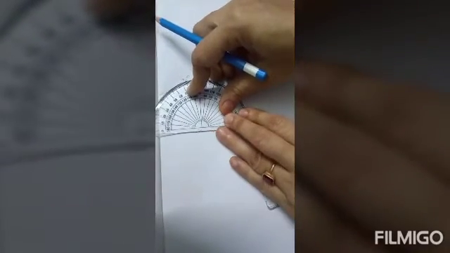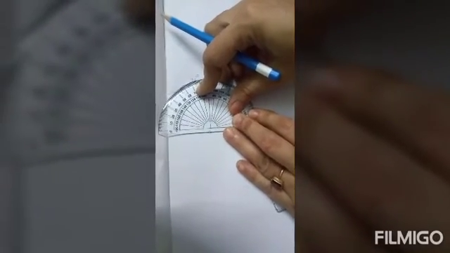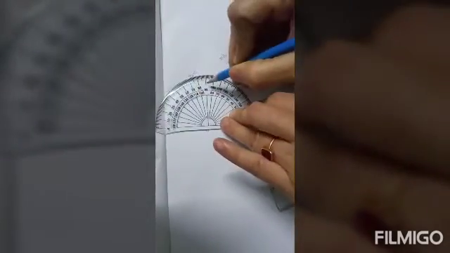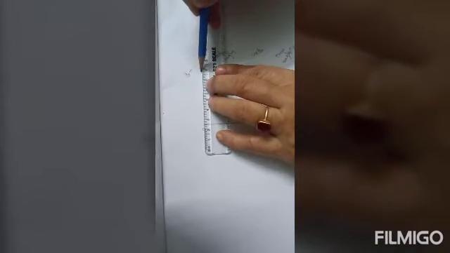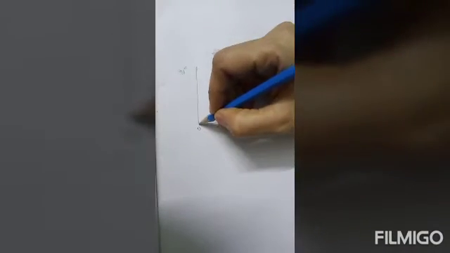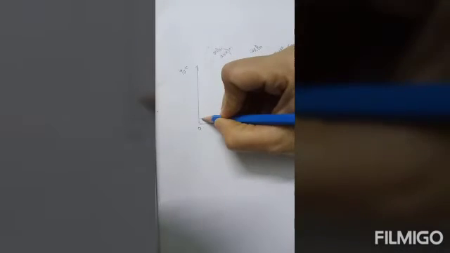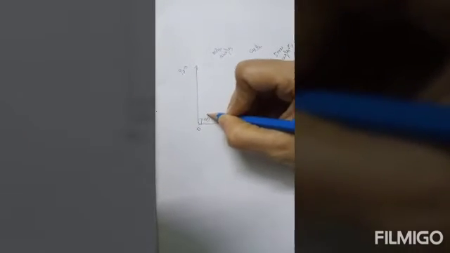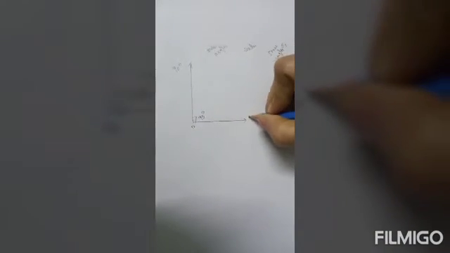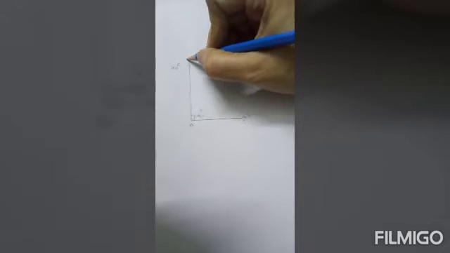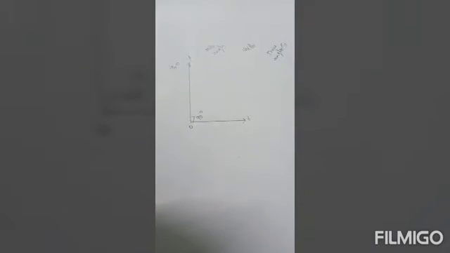Now for 90 degrees, you should not shake your protractor. 90 is here, mark it like this and then join it using your scale. This is called your 90 degrees. You have to mark it with alphabets. For example, I mark it as A, X and Y.